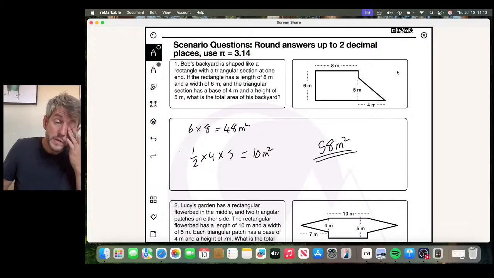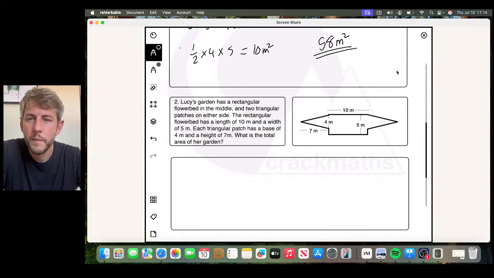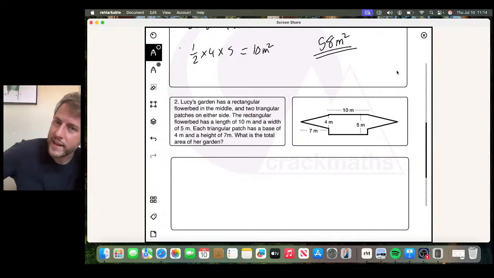Okay, so next one I've got here. Lucy's garden has a rectangular flower bed in the middle and 2 triangular patches on either side. The rectangular flower bed has a length of 10 metres and a width of 5 metres. Okay, each triangular patch has a base of 4 metres and a height of 7 metres. Okay, I can see that. What is the total area of the garden?